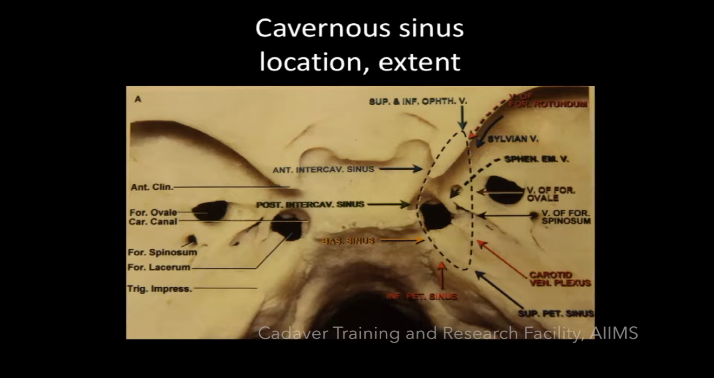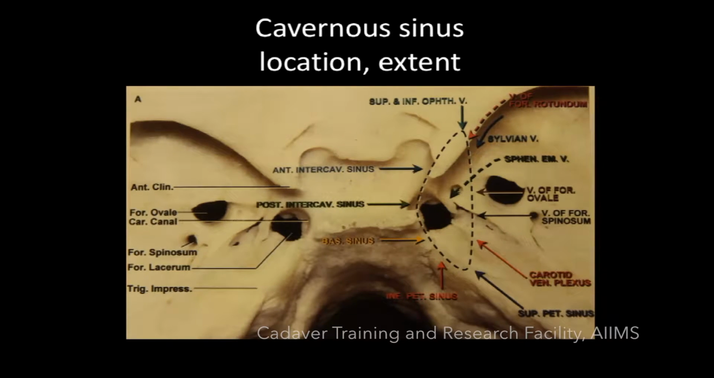It is applied against the posterior margin of the superior orbital fissure. These are the veins which are shown: the Sylvian vein, foramen rotundum, sphenoid emissary vein, vein of foramen ovale, vein of foramen spinosum. These are all called the pericavernous venous plexus, which keep entering the cavernous sinus. And the posterior limit is from the lateral edge of the dorsum sella to the petrous apex, where the trigeminal impression begins.